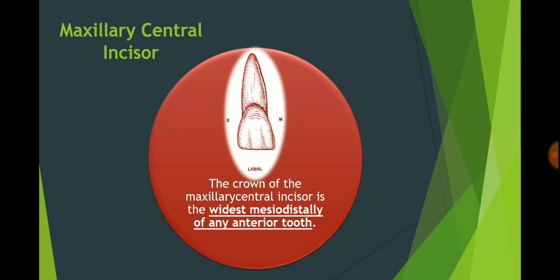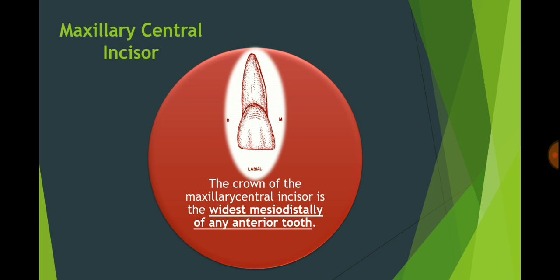Now the maxillary central incisor. As we remember from the last lecture, according to the curve of Spee, the maxillary central incisors are the most axially inclined teeth in the mouth, because they are labially inclined. Remember that.